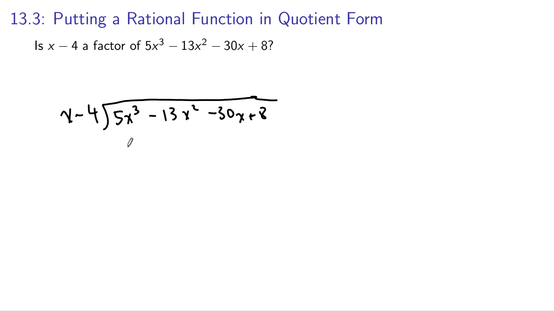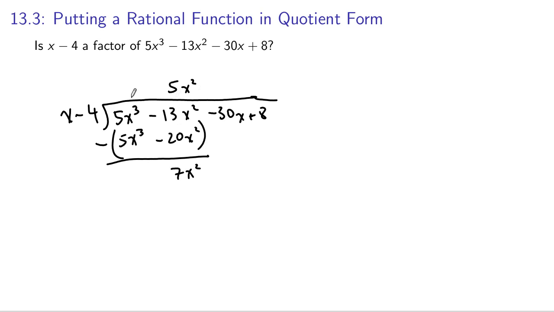What do we multiply x by to get 5x cubed? Well, that would be 5x squared. So write that over the x squared. We get 5x cubed minus 20x squared. Subtracting, we get 0, and then minus 13 plus 20 is 7x squared.